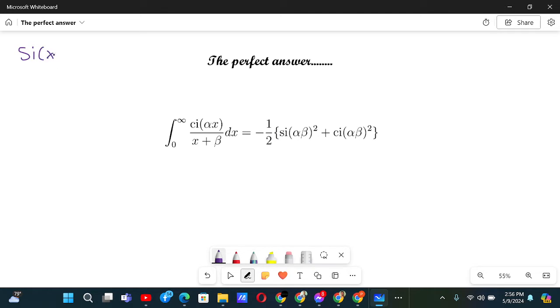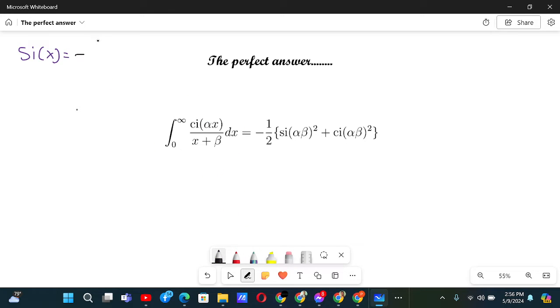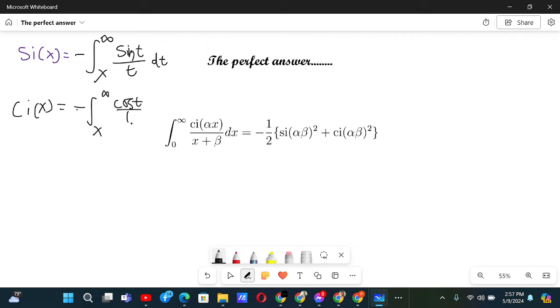Si of x is just the negative of the integral from x to infinity of sine t by t dt. And ci of x is again the negative of the integral from x to infinity of cos t by t dt. So these two are the definitions that we have made. Now let's try to solve this problem.